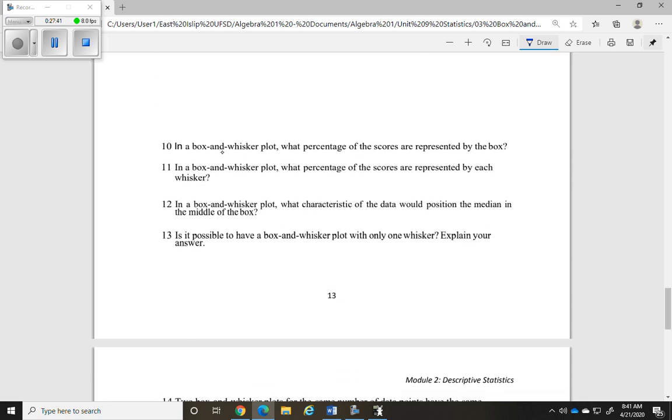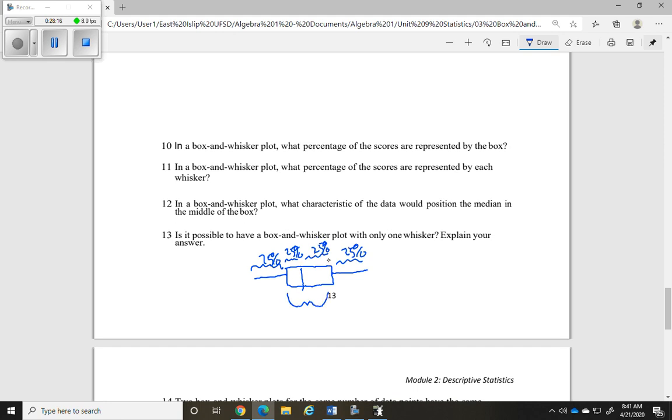Number 10, in a box and whisker plot, what percentage of the scores are represented by the box? So let's talk about a box and whisker again. It's what we talked about yesterday, where it's separated into 4 pieces. This is 25% of the data. This is 25% of the data. 25% of the data, and 25% of the data. So from here to here, 25 and 25 must be 50%.